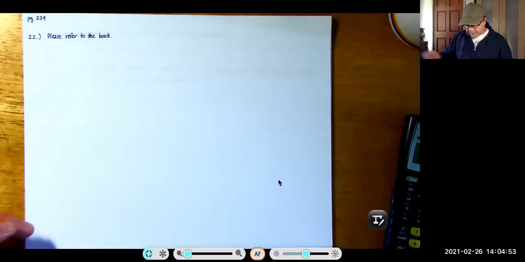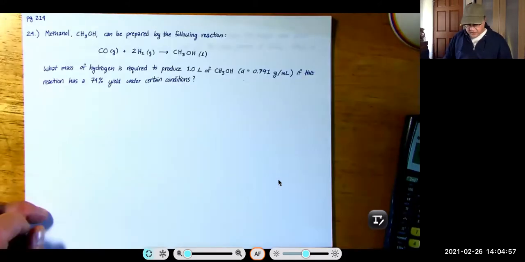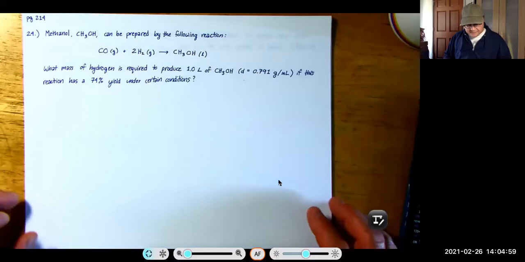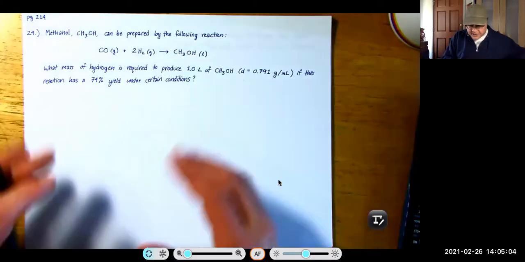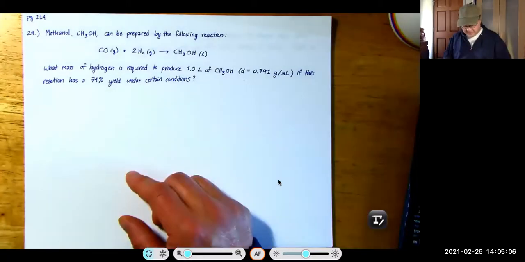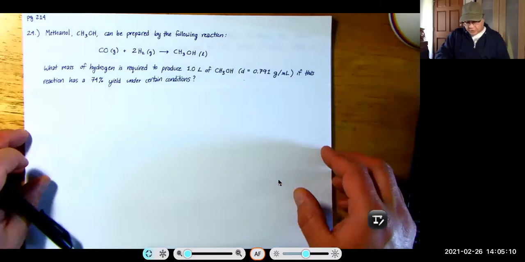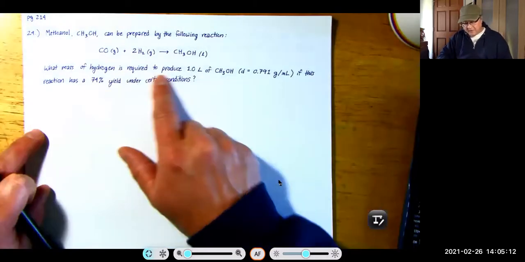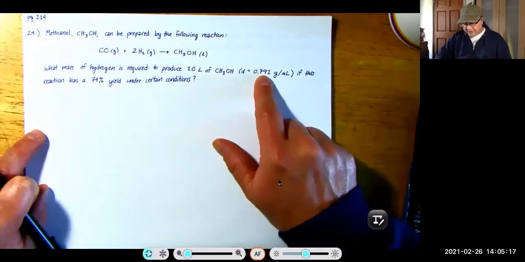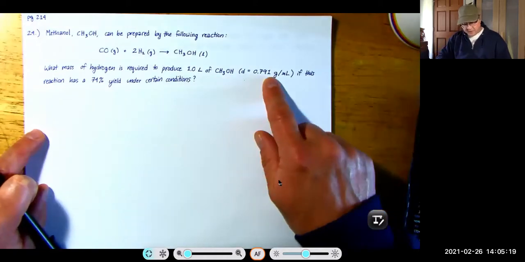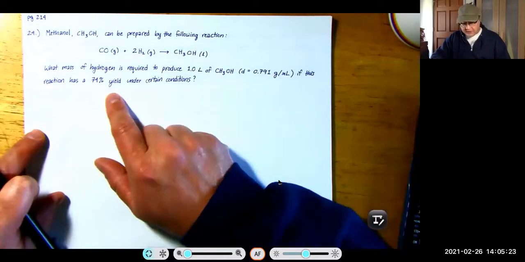So the next problem says refer to the book. We're not going to do that. So here, this is a practice using percent yield. So what mass of hydrogen is required to produce 1 liter of methanol, which has a density of 0.7191 grams per milliliter, if this reaction has a 74% yield under certain conditions.